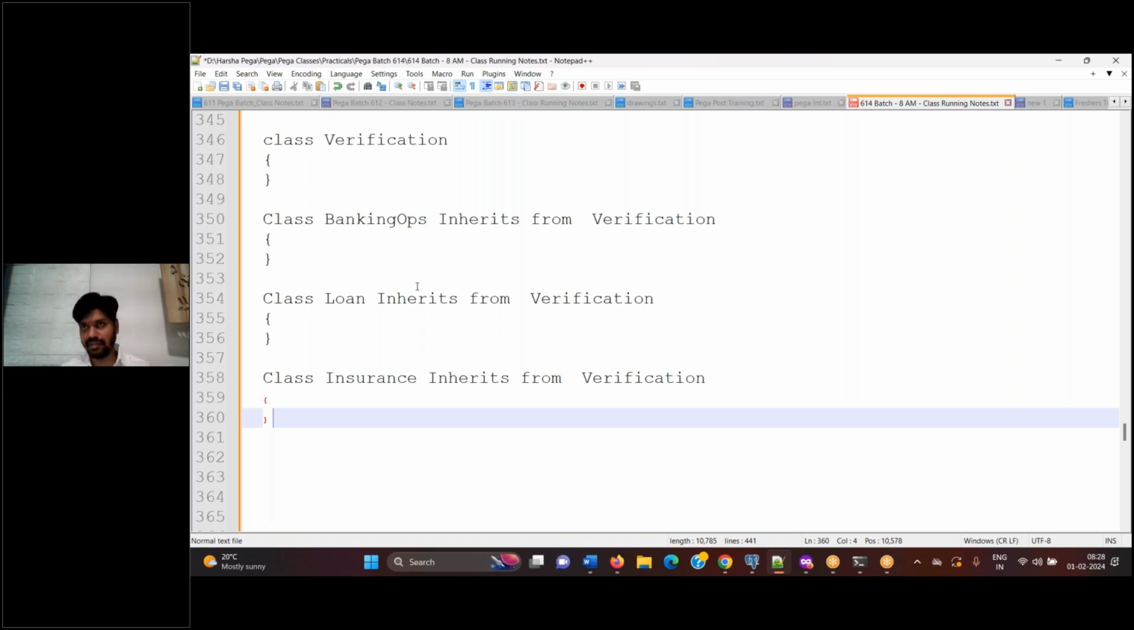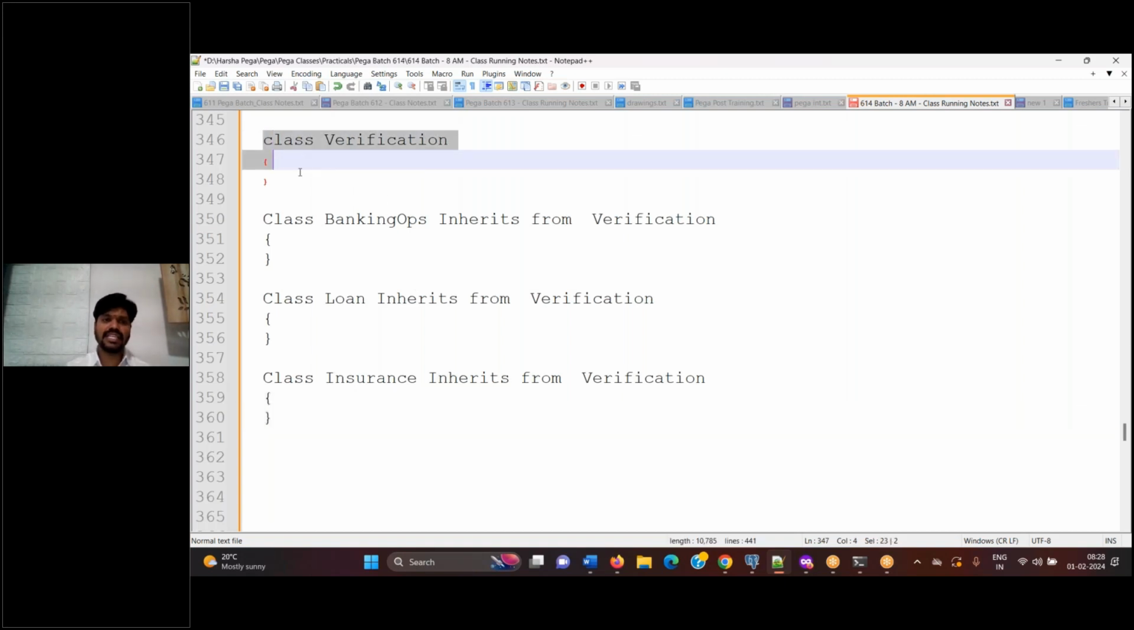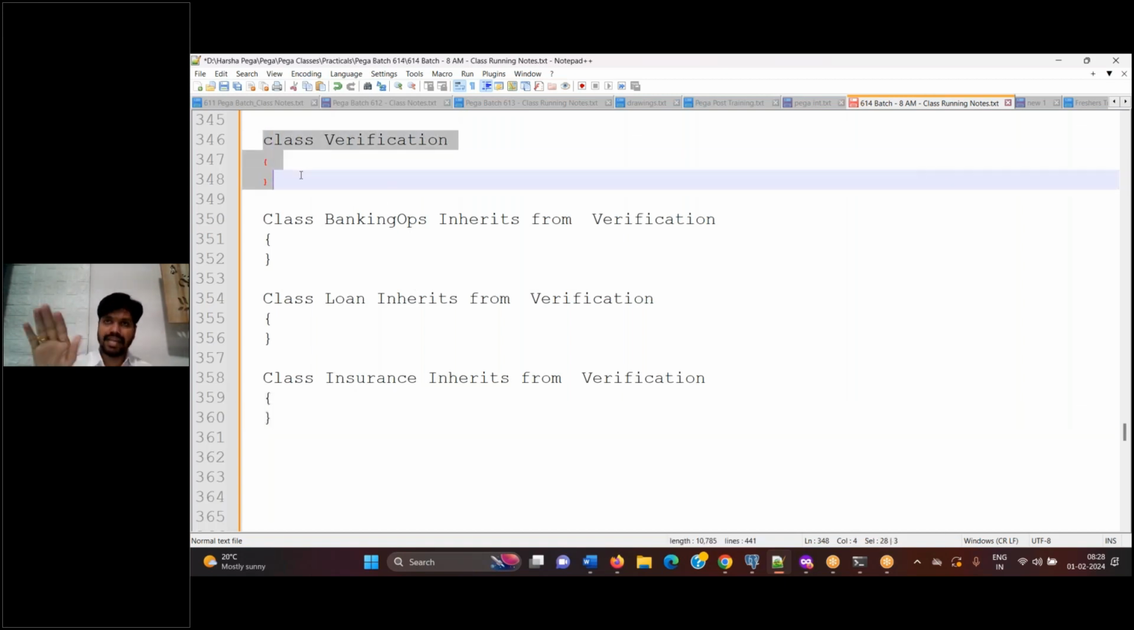This is one thing. Now, among these classes, you might be defining the inheritance relation. Why are you defining the inheritance relation? Look at here. See, there is no common verification department. Imagine there is no department like verification. Only banking, loan, and insurance are there.